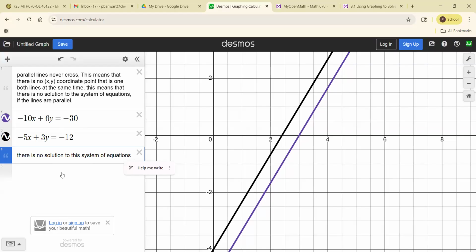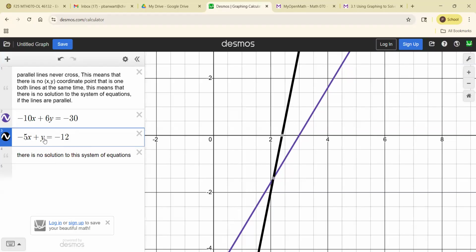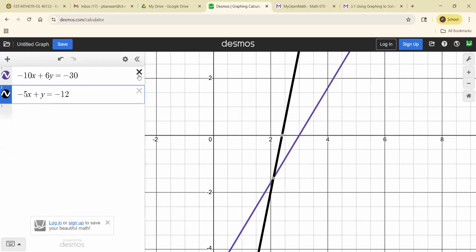This is like our contradiction when we were solving a single equation. When your lines cross, and I can make them cross super easily just by, for example, deleting that. Now they cross. Now there is a single solution. This would be like a conditional equation.